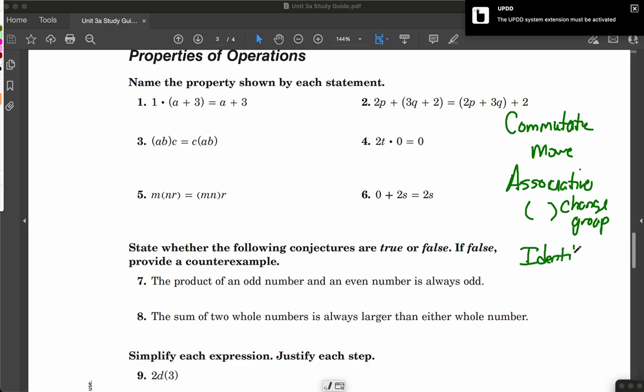And the identity property is really that they stay the same. So we have two identity properties: the additive identity property, which means if I add 0, I get the same. And I have the multiplicative identity property, which means if I multiply by 1.